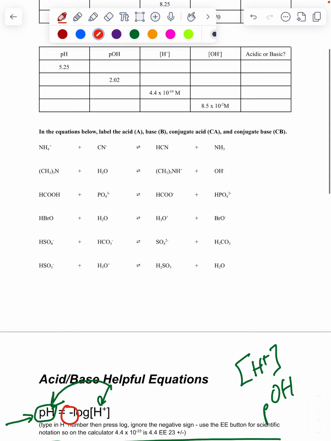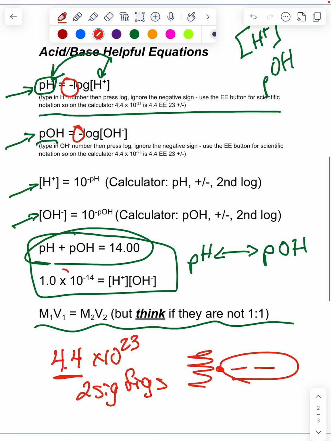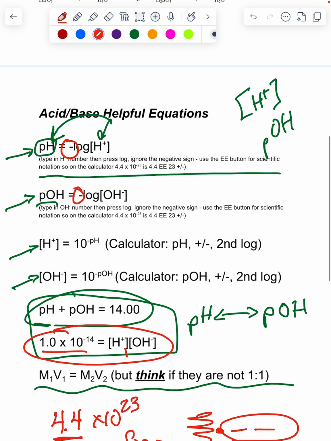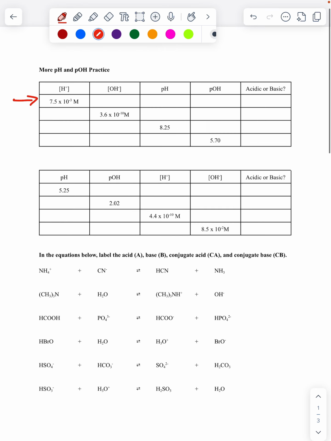So many ways you can do this, you guys. You can go straight to OH by using this equation right here. Just take the 1 times 10 to the negative 14th and divide it by the H. Or you can take the H concentration, go straight to pH, use this to get pOH, and then work backwards to get the OH. It really doesn't matter.